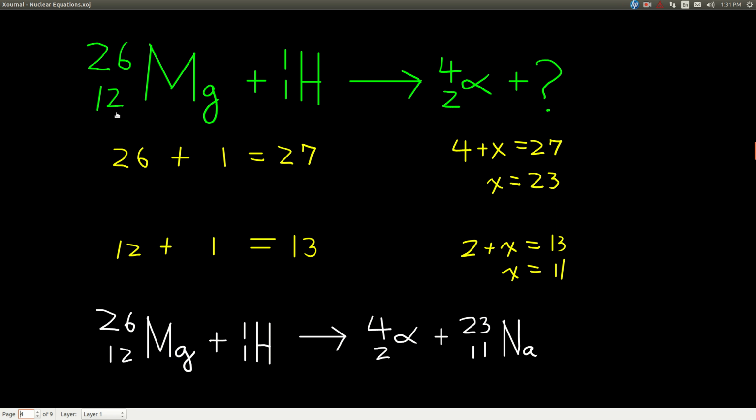Doing the same thing for the bottom number, on the left, 12 plus 1 is 13, so we need 13 on the right. So 2 plus what is 13? Well, 11. Once we know what the atomic number, or the bottom number, is over here, we can determine what element it is by looking on the periodic table. So go ahead and look up atomic number 11, and you'll see that that's sodium. Now that we know that, we can write down the complete nuclear equation, right down here in white. Magnesium-26 plus a proton makes an alpha particle plus sodium-23.